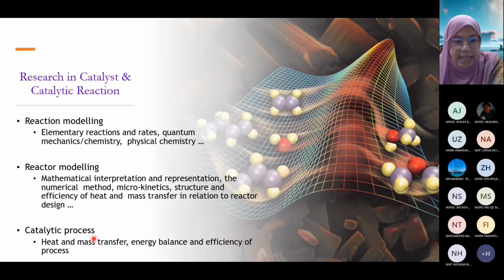Okay, and then the catalytic process. The catalytic process will involve heat and mass transfer, energy balance and efficiency of the process. So this one you will apply in your design project later.